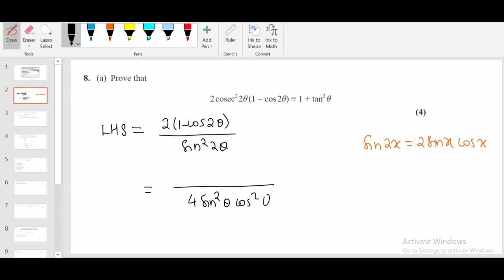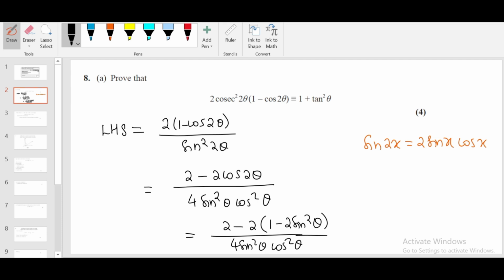theta cos square theta. On top, open the bracket, you will get 2 minus 2 cos 2 theta. The next step, keep the denominator as it is, 4 sine square times cos square, 2 minus 2 times, use the double angle formula for cos 2 theta, which is 1 minus 2 sine square theta. And then open the bracket again, take minus 2 and multiply both, you will get 2 minus 2 plus 4 sine square divided by 4 sine square cos square.